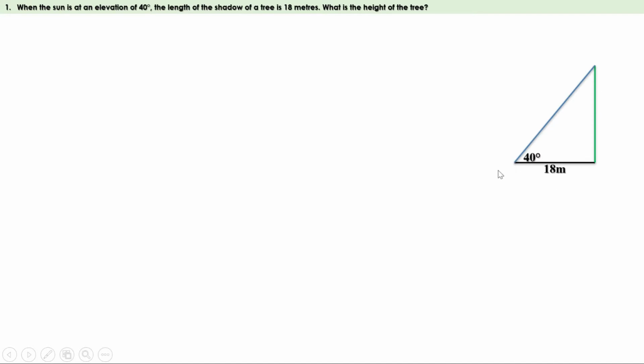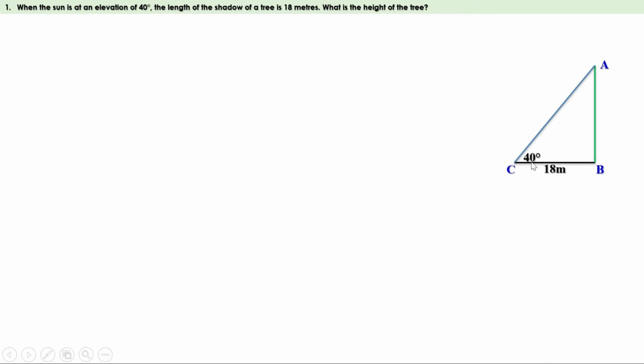Now there is a right angle triangle. Let us give a name for this triangle. Let it be triangle ABC. We need to find the height of the tree. In the figure it is AB, and based on this angle it is the opposite side. The length of the shadow is 18 meters, that is BC is 18 meters, and based on this angle it is the adjacent side, and the ratio between opposite side and adjacent side is tan.